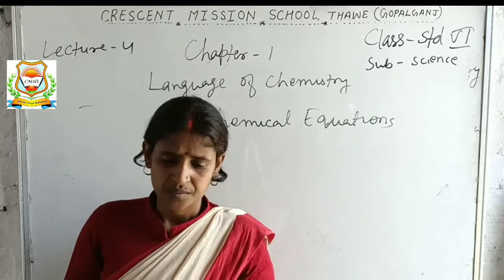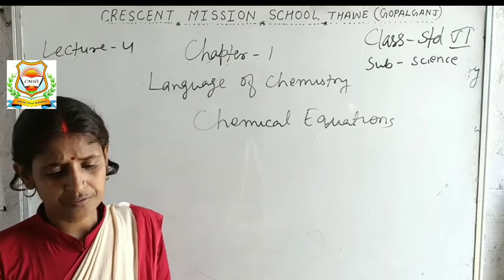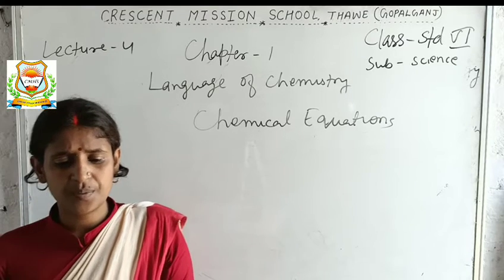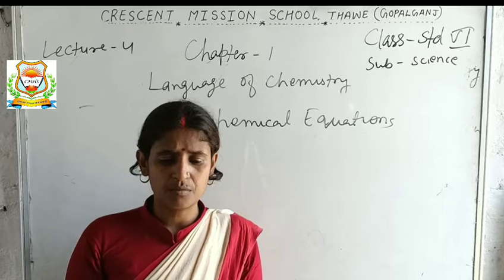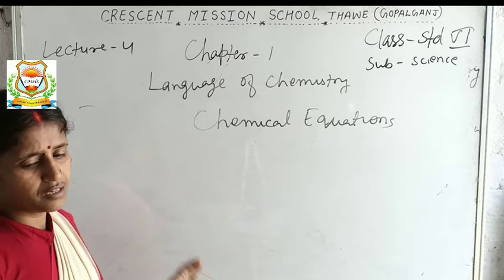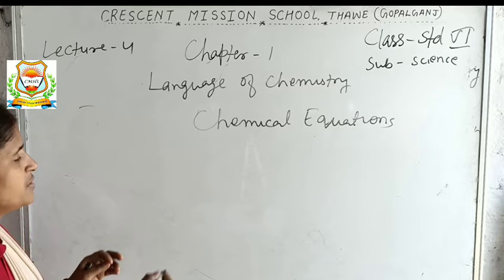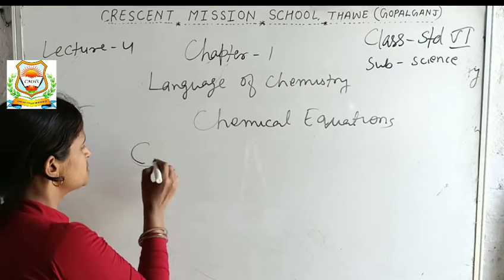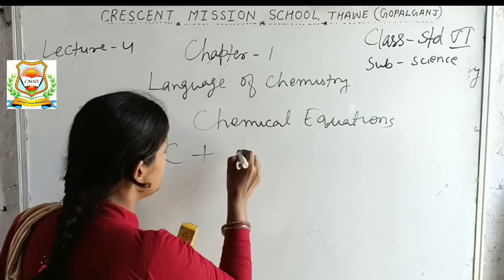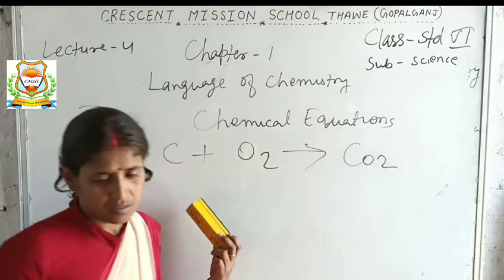Chemical equations. The number of atoms of each element on the reactant side must be the same as that on the product side. We know that an element is represented by a symbol and a compound by a formula. A chemical change represented by an equation is called a chemical equation. For example, the burning of carbon in a sufficient supply of oxygen to form carbon dioxide is represented by the following equation. Carbon is denoted by the symbol C and oxygen is denoted by the symbol O. And after this reaction we get CO2, carbon dioxide.